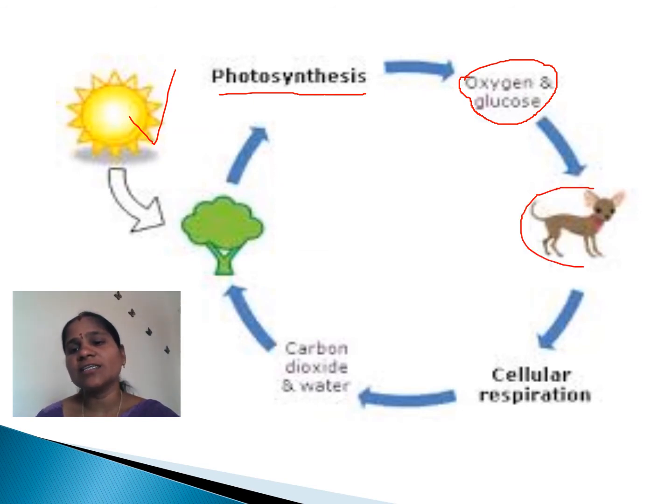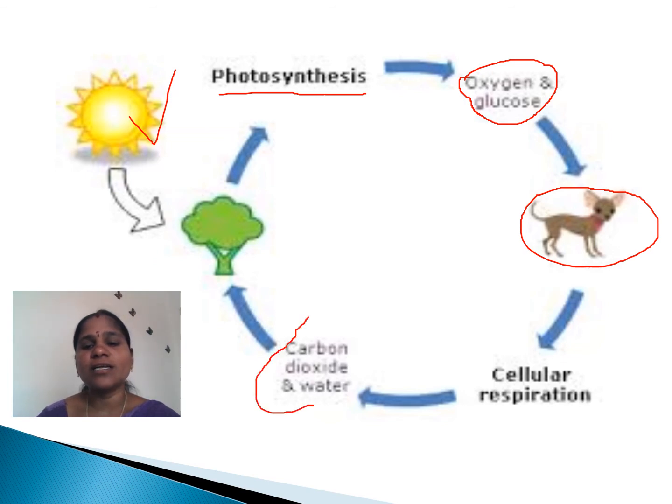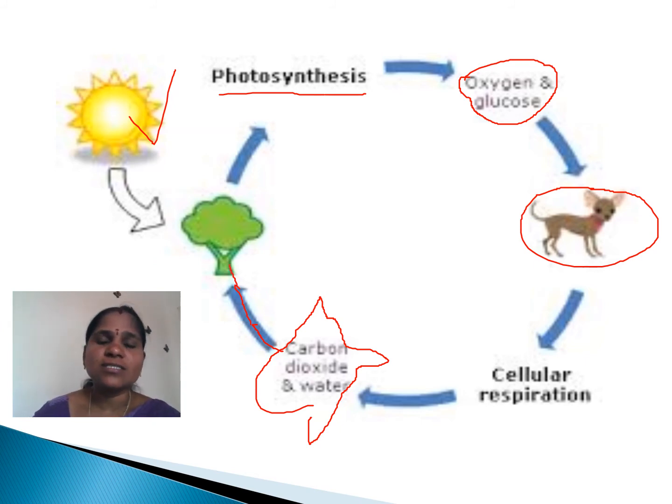The animals are taking this oxygen and glucose. Then in cellular respiration, they release carbon dioxide and water. So what are the animals releasing in cellular respiration? Carbon dioxide and water. This carbon dioxide is taken by the plants, so the plants take carbon dioxide for the photosynthesis process.